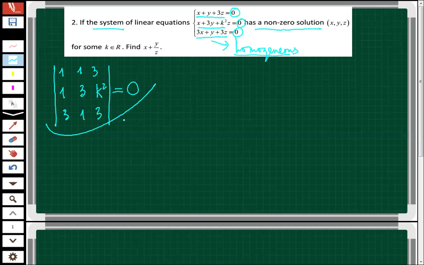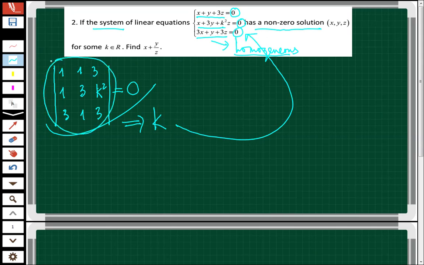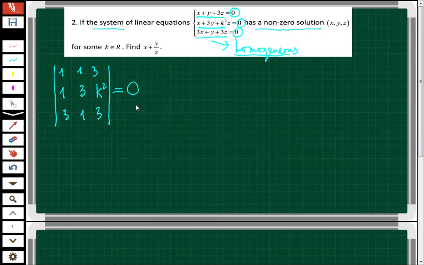From this equation, we can find the value of k, and with k, we can come back to solve this system. So the next thing we need to do is calculate this determinant. Let me erase some. To calculate this determinant, we can choose any row or any column. Here we'll choose the first column, at random.